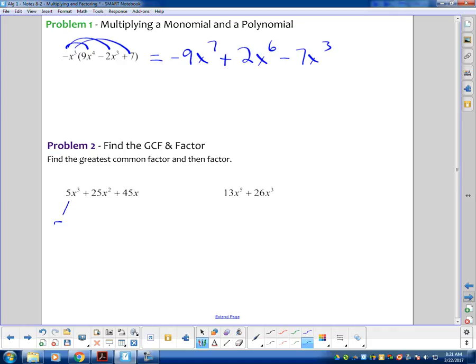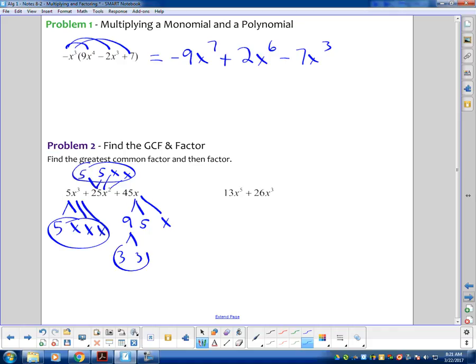And for greatest common factor here, we're going to find the greatest common factor between each of these 3 terms. So this would factor as 5 times x times x times x. We'll circle that, there's our bottom row. The 25 would factor as 5 times 5 times x times x. And then the 45x would be 9 times 5 times x, and the 9 would be 3 times 3. So here's my bottom row of my tree. So let's go ahead and identify the greatest common factor from each of these 3 terms.